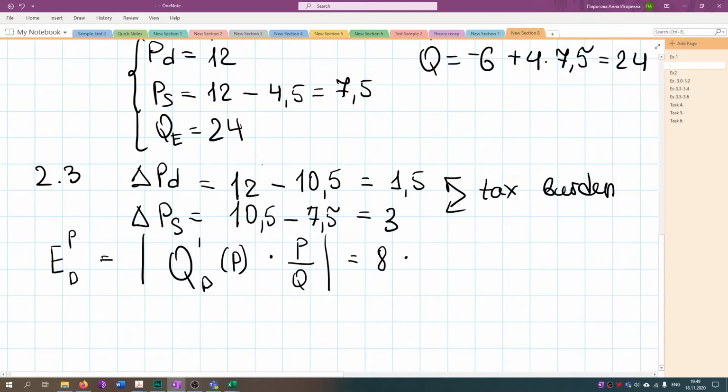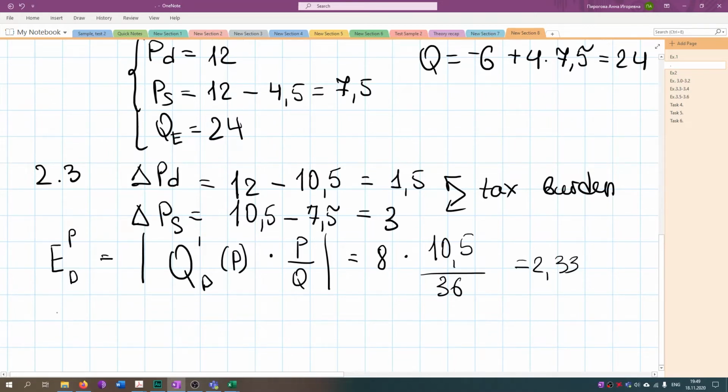In our case, the price for the buyer is 10.5, and the quantity is 36, and our answer is 2.33.